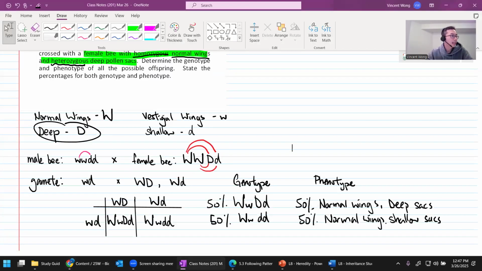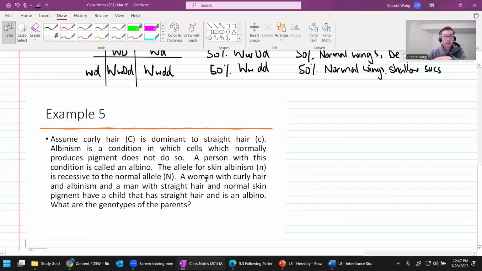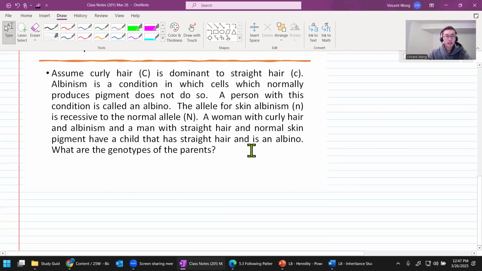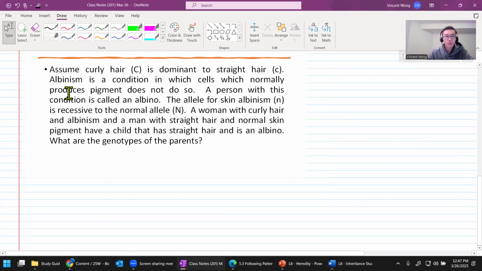Okay, let's do another example. This is example 5. Assume curly hair is dominant to straight hair, and this is a nice question because the alphabets are already chosen for you. You don't even have to think too much. Albinism is a condition in which cells which normally produce pigment do not do so. A person with this condition is called an albino. The allele for albinism is small n, and for normal is big N.